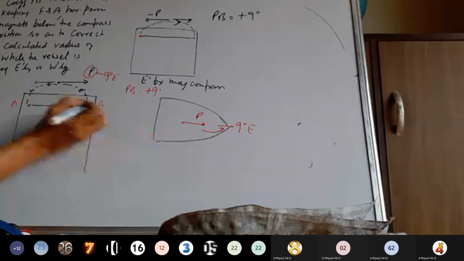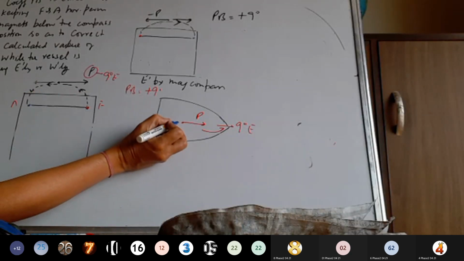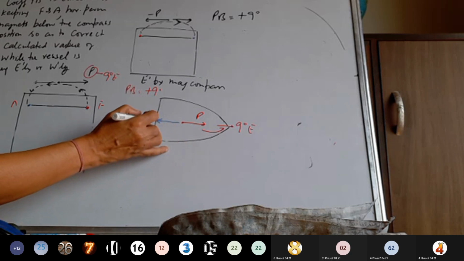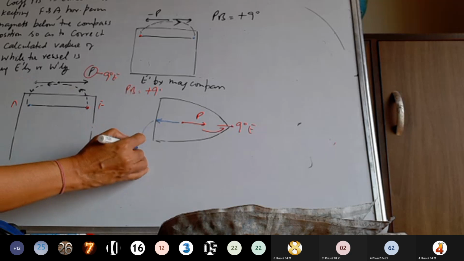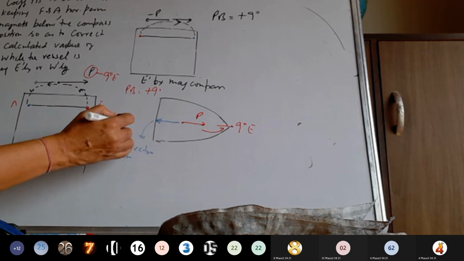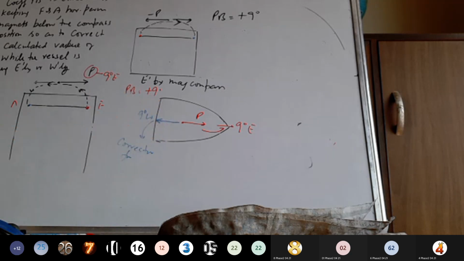So at the magnetic compass, we are providing this corrective force. Let me show it by blue pen. So this is your corrective force, which is being provided by this one. So how much should the corrective force cause? The corrective force should cause 9 degrees west. Correct? In order to nullify the force P, because the force P on this heading is causing 9 degrees east. So how much should this corrector magnet cause? 9 degrees west. Yes, sir.